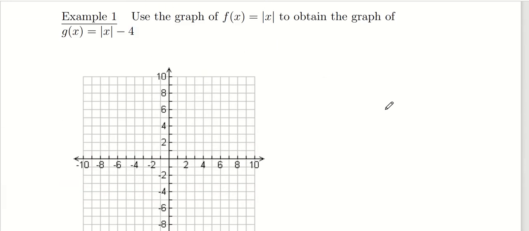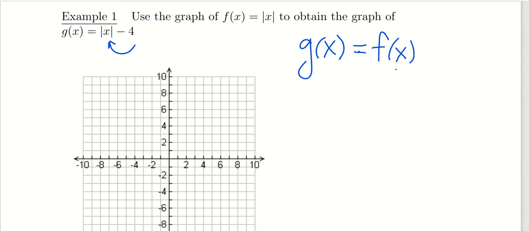Let's take a look at example 1. We want to use the graph of f of x equals the absolute value of x to obtain the graph of g of x, which is going to be the absolute value of x minus 4. Starting off, we look at g of x, and the main part of g of x that's the interesting portion is this absolute value of x. That's our parent function, and then we're simply taking that and subtracting 4 from it. We know that if we subtract, that's going to be a vertical shift.